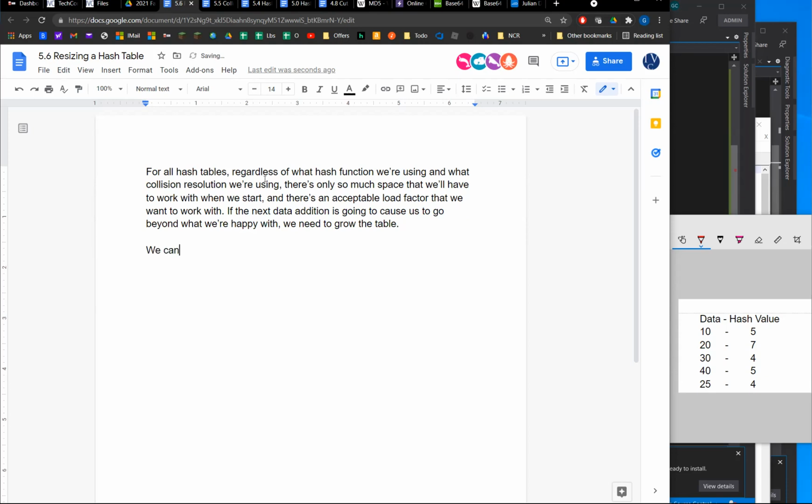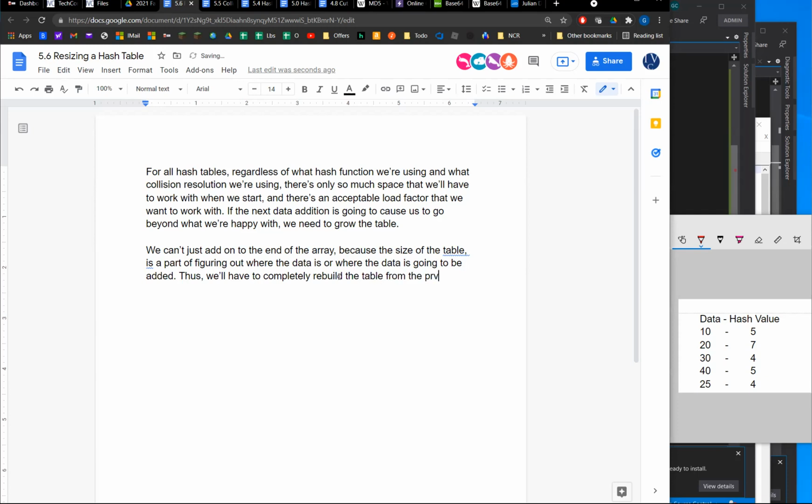Right, and we can't just add on to the end of the array because the size of the table is part of figuring out where the data is or where the data is going to be added. Thus, we'll have to completely rebuild the table from the previous state.